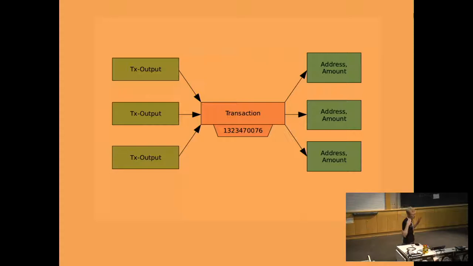We additionally have a timestamp, which corresponds to the block the transaction is included in. So we can approximately say when the transaction happened in time, if it's a couple of years ago, or if it is just recent.